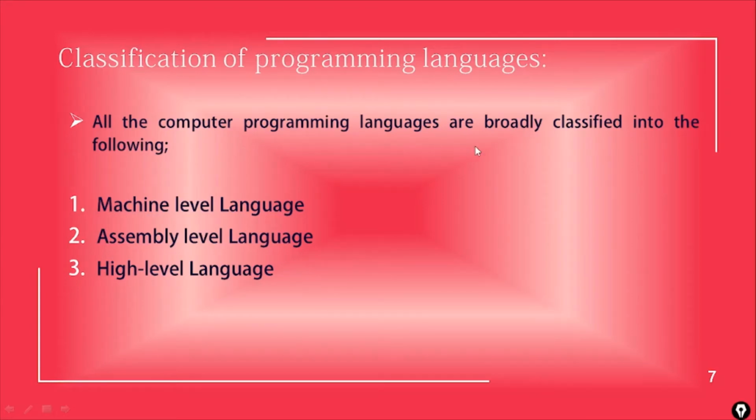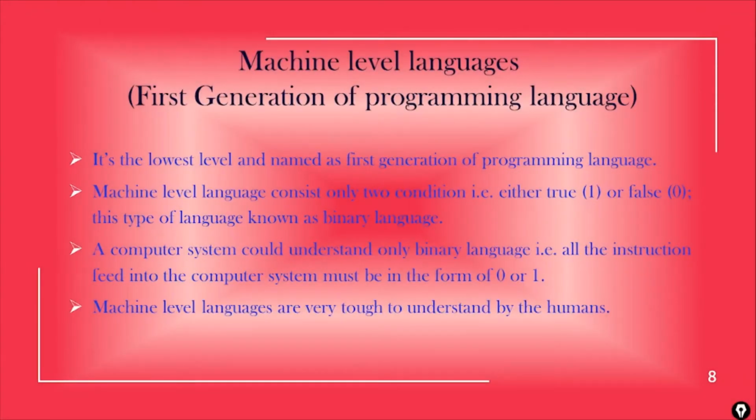These languages are classified into the following: machine language, assembly language, and high level language. Machine level language is also known as the first generation of programming language. Generally, programming languages are treated as low level languages and high level languages.